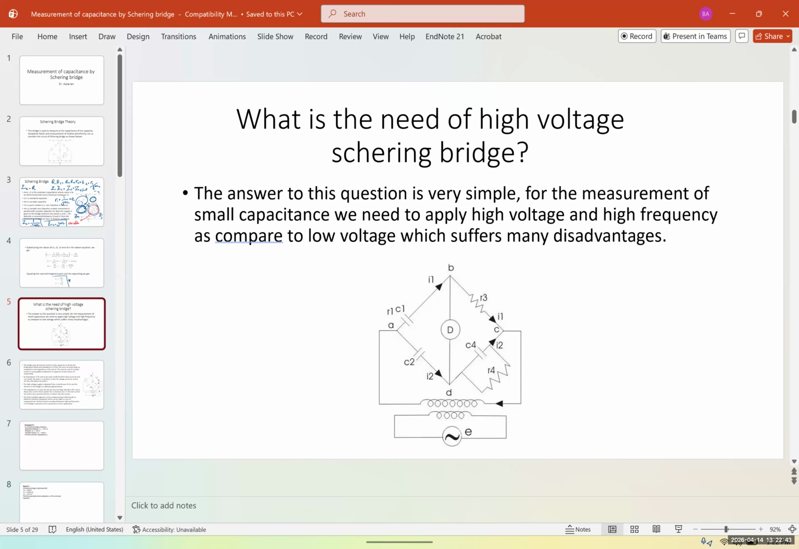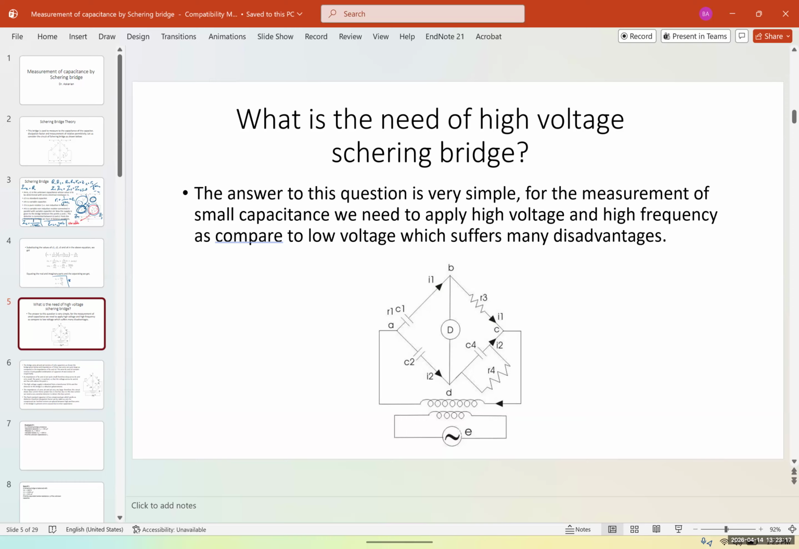So for the measurement of small capacitance, we need to apply high voltage and high frequency as compared to low voltage, which suffers many disadvantages. As mentioned, you can't measure it. You're going to have a lot of loss in the system. It's very difficult to do the measurement. Another problem with this bridge is that variable capacitors are very difficult to come by. They are not very common. We barely use them. They are expensive and they are not accurate at all. So this is a huge drawback.